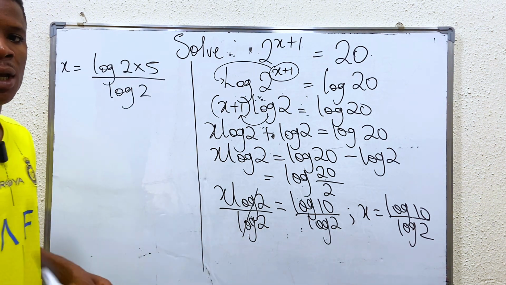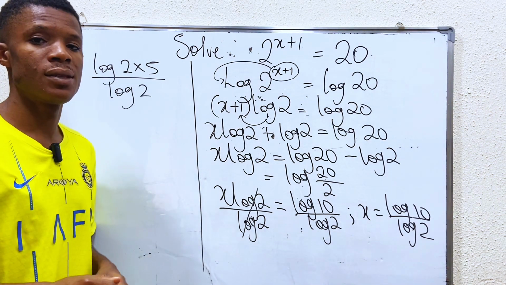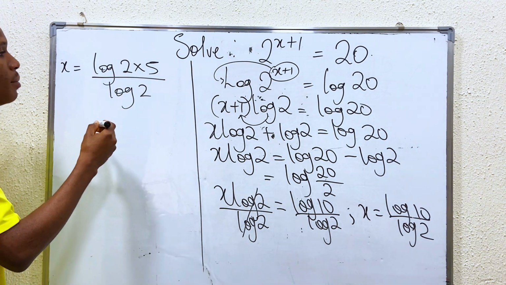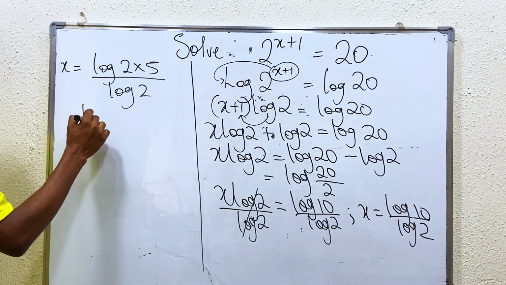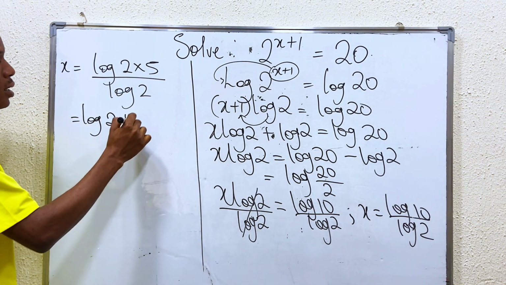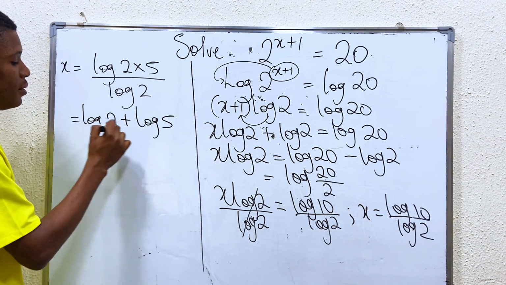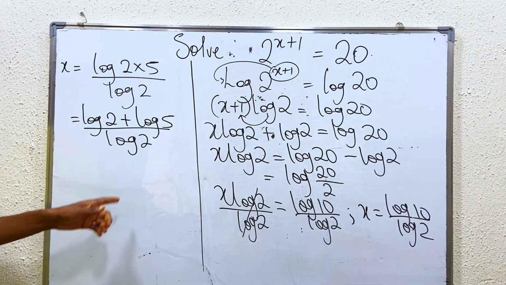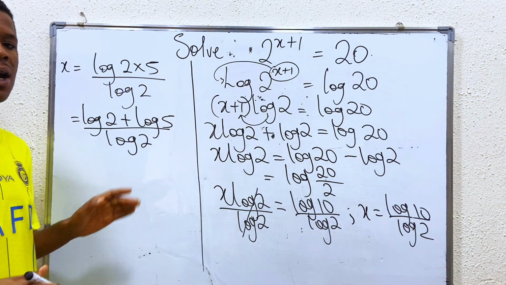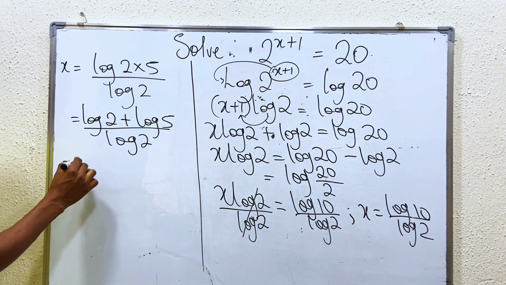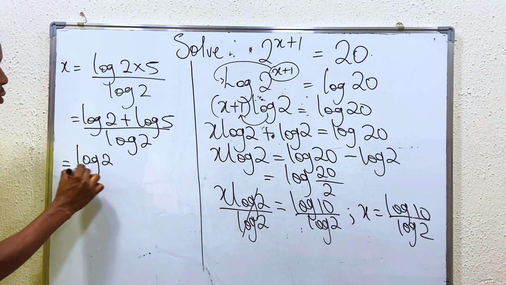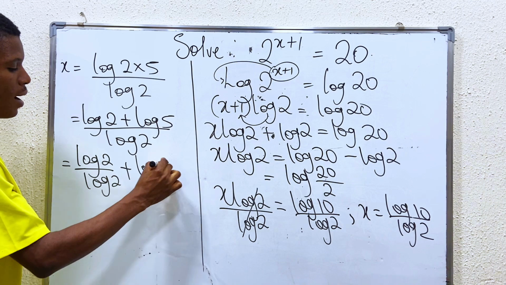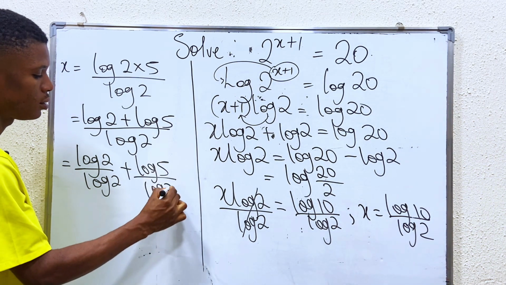So when multiplying in the same base, what do we have to do? We can still add them in the same log. So what do you have? We can have (log 2 + log 5) divided by log 2. From fractional rule, you can see we can split the fraction. And that will be log 2 over log 2 plus log 5 over log 2.